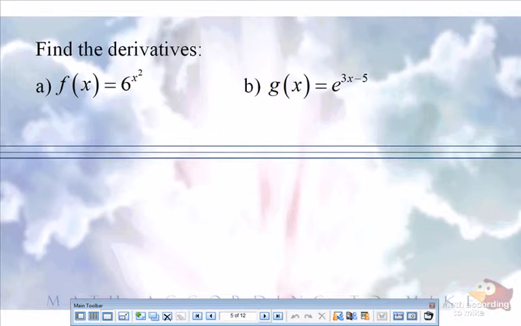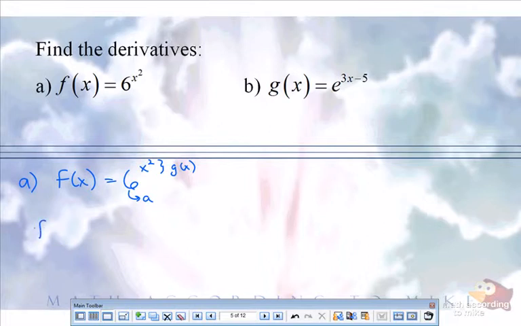Part A. Notice we have the form of function, a number to a function. So 6 is our a, and x squared is our g of x. So let's go piece by piece.